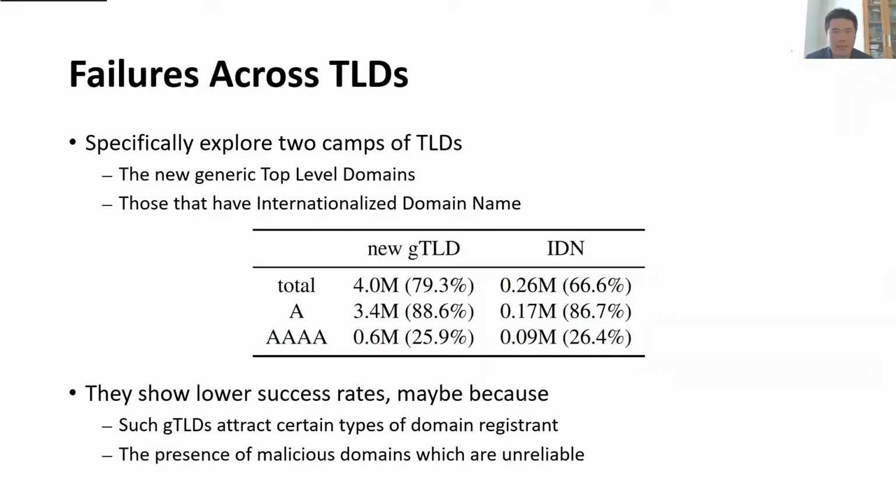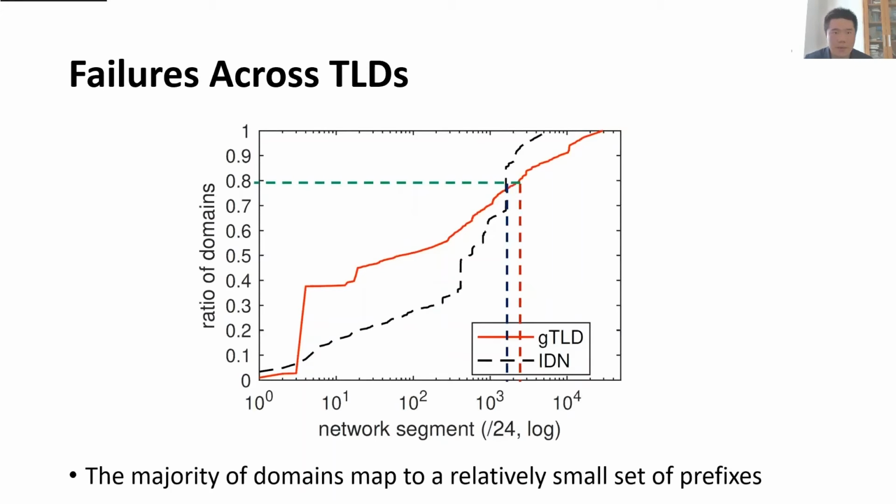The lower success rate for new TLDs may be because such TLDs attract certain types of domain registrants. For example, the .lol domain is well known to attract large volumes of malicious activities. With this in mind, we find a success rate of just 20% for .lol compared to 83% for .com. The presence of these unreliable malicious domains can be a reason for failed queries. To inspect this, we extract all A-record queries that were successfully resolved and investigate the network segments hosting them.